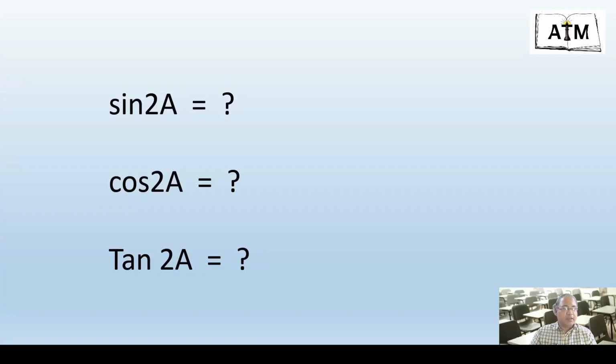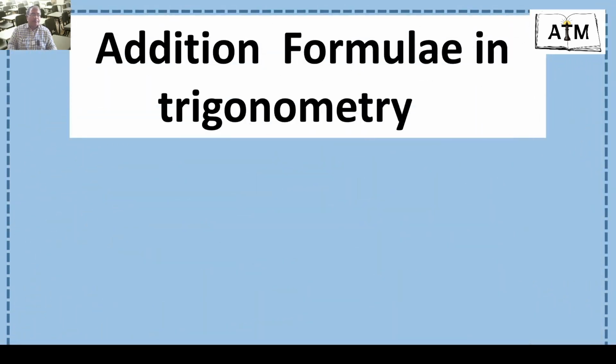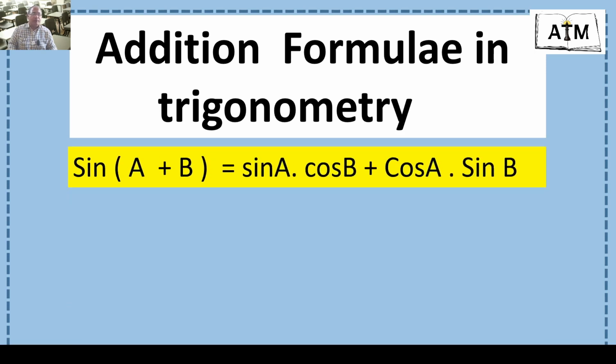Let us clear one thing. If you want to get formula for sin2A, cos2A, tan2A, then what you should do? You should use the addition formula in trigonometry. Let us revise once again what are addition formula in trigonometry. Addition formulae for sin, cos and tan are as follows.